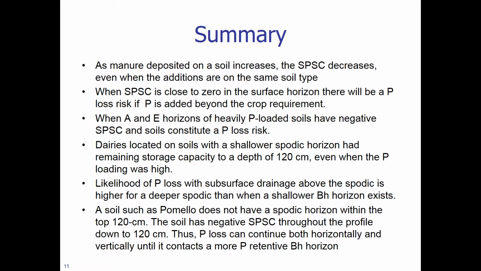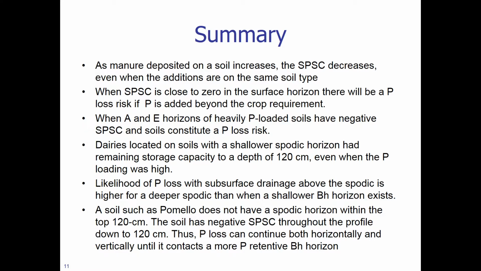So in summary, as manure deposited on a soil increases, the SPSC decreases, even when the additions are on the same soil type. When SPSC is close to zero in the surface horizon, there will be a P loss risk if P is added beyond the crop requirement. When A and E horizons of heavily P-loaded soils have negative SPSC, the soils will constitute a P loss risk.